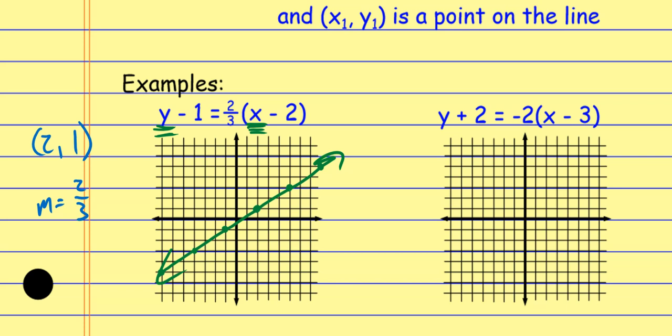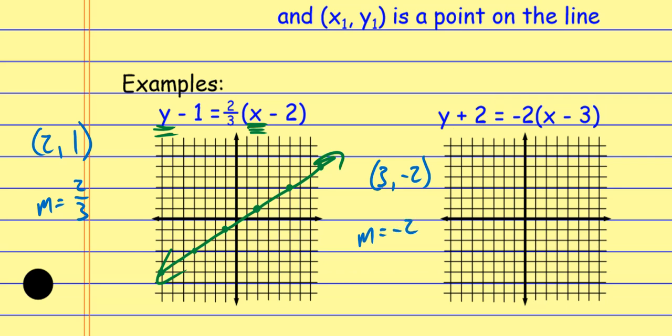Again, the next one, I look at x, and I say, okay, the opposite of the value with x, so I see a minus 3, so I'm going to put a plus 3. So the ordered pair is going to be 3, comma. Now I go over to y. The y value here is a plus 2, so I'm going to do a minus 2, and that's my ordered pair. And now the slope of this one is a negative 2.